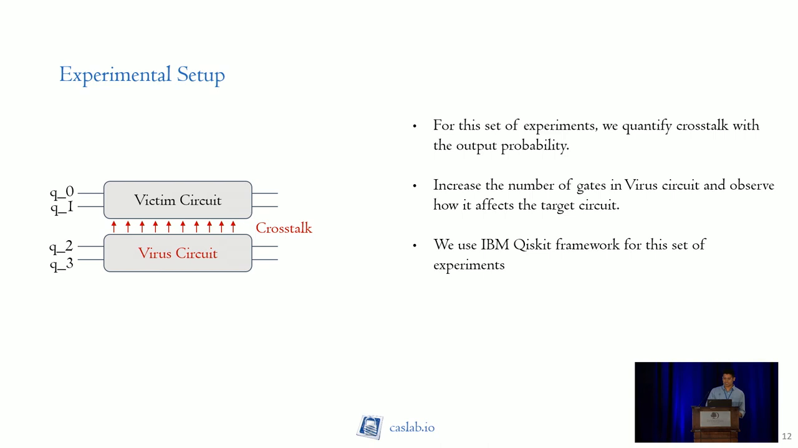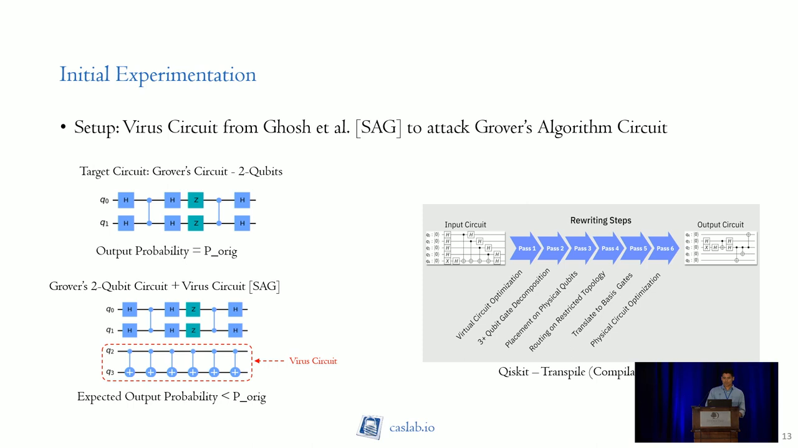For these experiments, we use the IBM Qiskit framework. And with that, we start our experimentation. So for the initial experimentation, we try to replicate what Ghosh et al. did in their work, just with Grover's algorithm circuit.